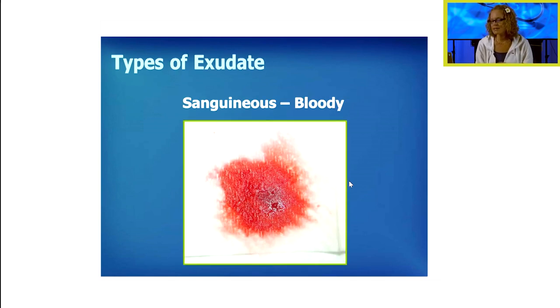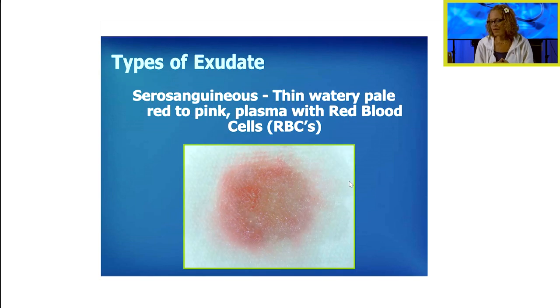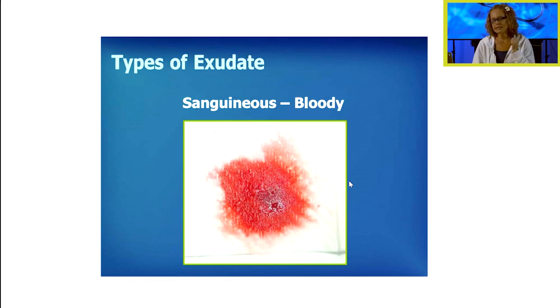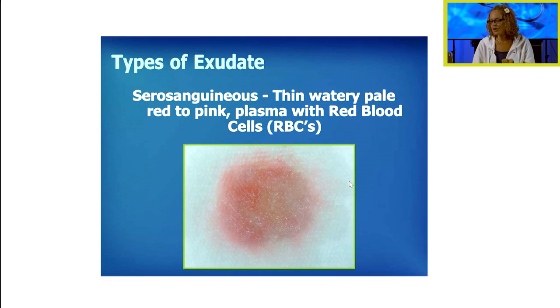Here we can see a sanguineous drainage. So this is bloody. This is like a bright red bloody drainage, referred to as sanguineous. And then we have serosanguineous. And this is a thin, watery, kind of a pale red to pink type of drainage where it's kind of red, but it's kind of serous. So I'm going to go through those three again. They're very important for you to know. Serous, sanguineous, and serosanguineous.